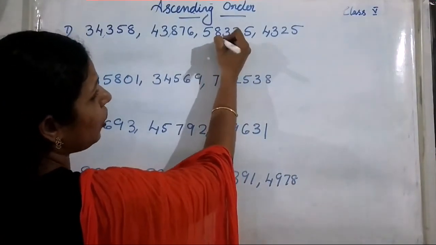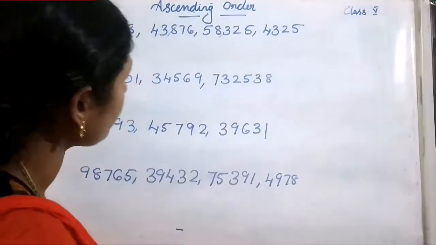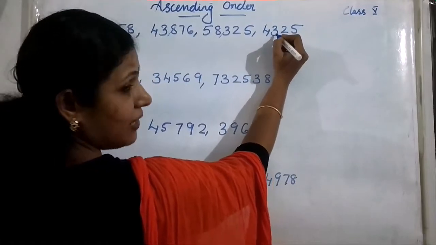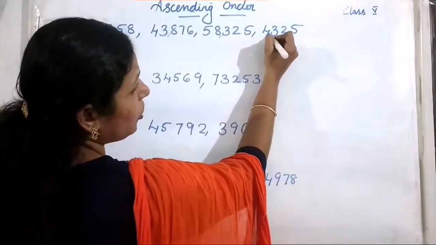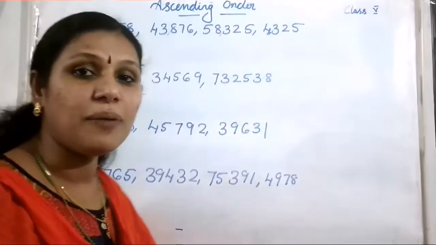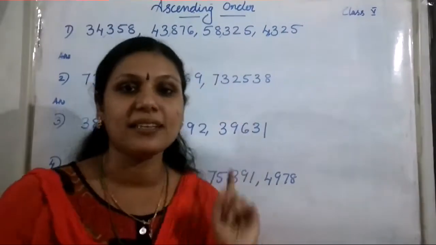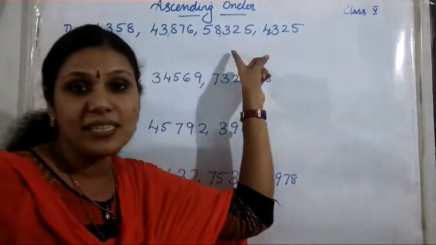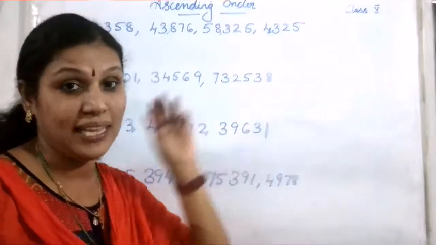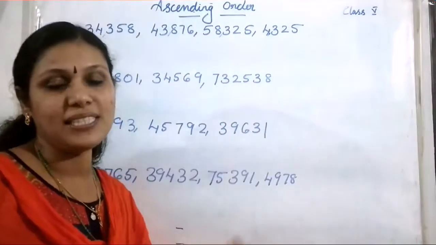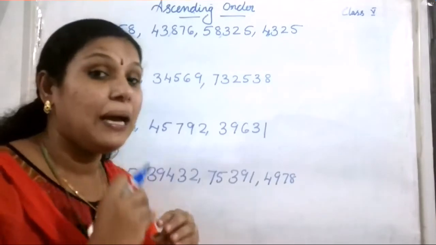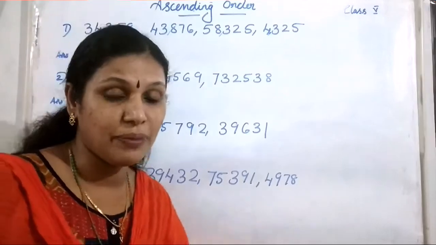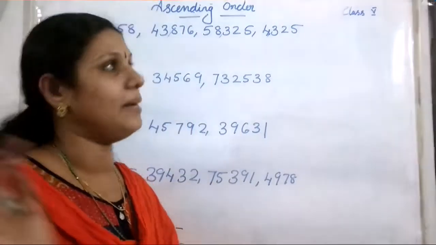So we put a comma here. Then the last number is ones, tens, hundreds, and we put a comma here. Now you understand how to separate the periods in each number. Now we are going to arrange these numbers in ascending order. Ascending order is arranging the numbers from small number to big number.